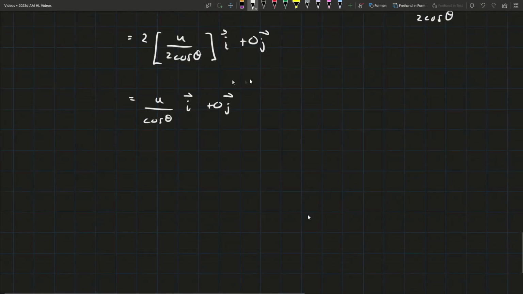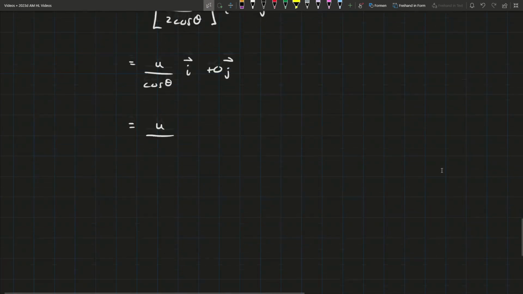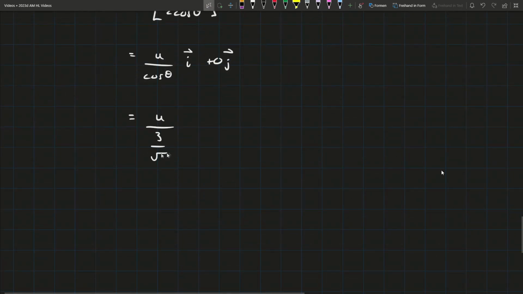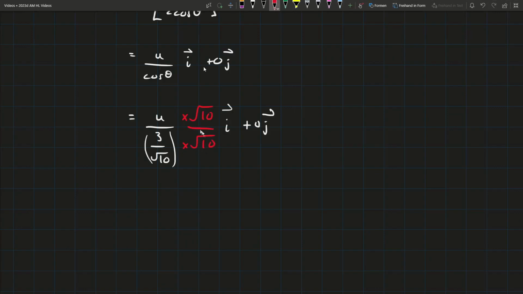And finally, we'll have equals u over cos theta, which is 3 over root 10, and that's all in the denominator, in the i direction, plus 0j. You can either recognize that dividing by a fraction is the same as flipping the fraction, or if you multiply the top and bottom of this fraction by root 10, and we can do that because root 10 over root 10 is 1. So what we get is u root 10 over 3 over root 10 times root 10, they cancel. You just get u root 10 over 3 i plus 0j.